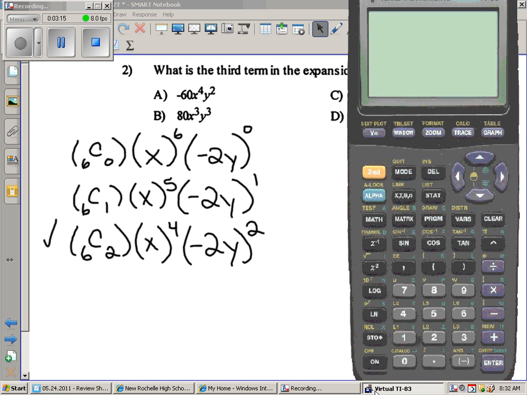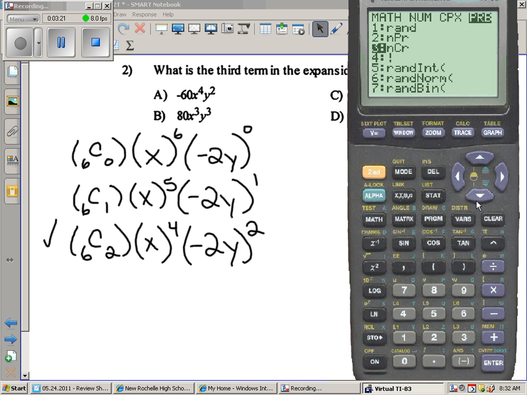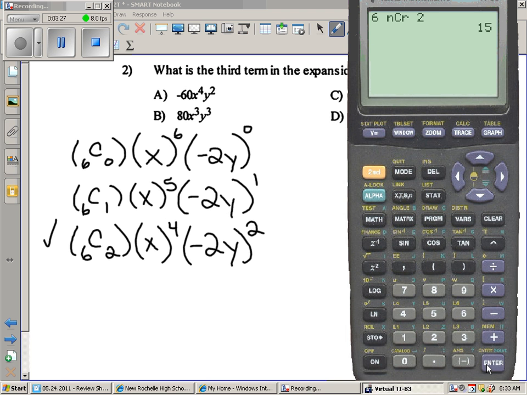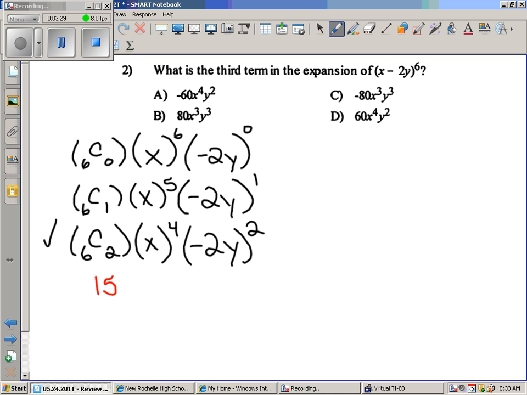Let's plug it into our calculators, find out the answers. We're going to do 6 math probability, NCR. 6C2, so that's 15. The rest of it I can do in my head. So this is going to be 15 times x to the 4th times 4y squared. 60.